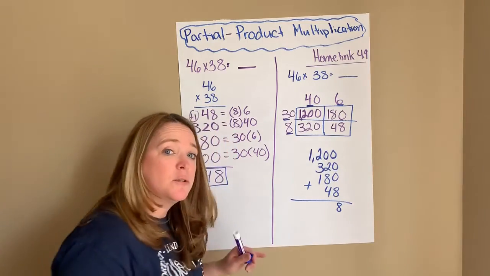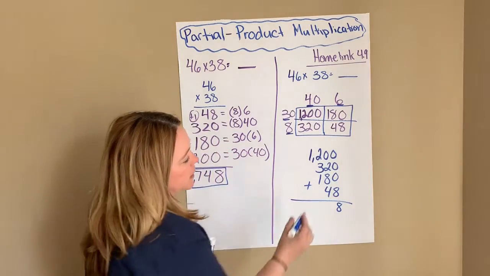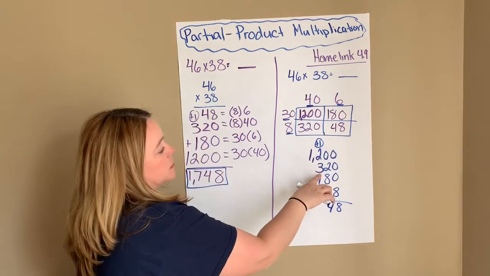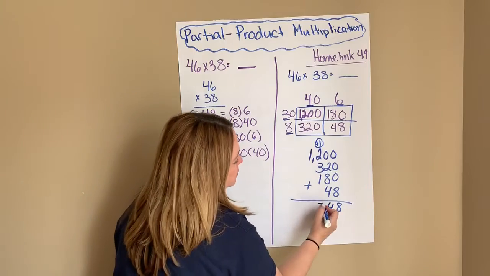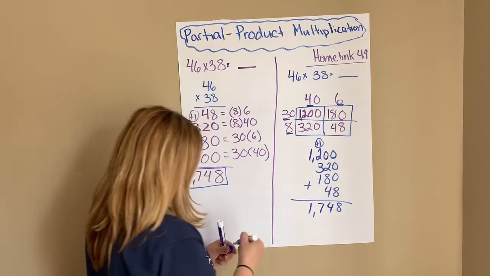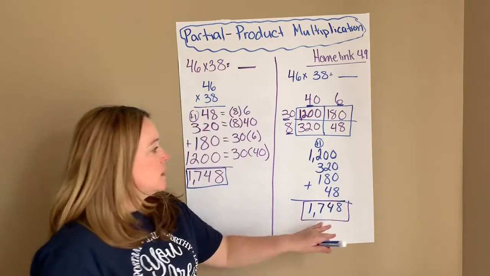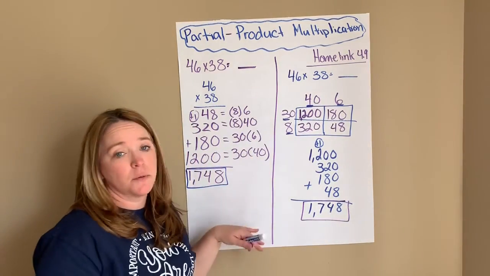8 plus a lot of zeros is still 8. 2 plus 8 is 10, plus 4 is 14. 2 plus 1 is 3, plus 3 is 6, plus 1 is 7. Drop down my 1. And as you can see, we still came up with the same answer, and that's what's important.